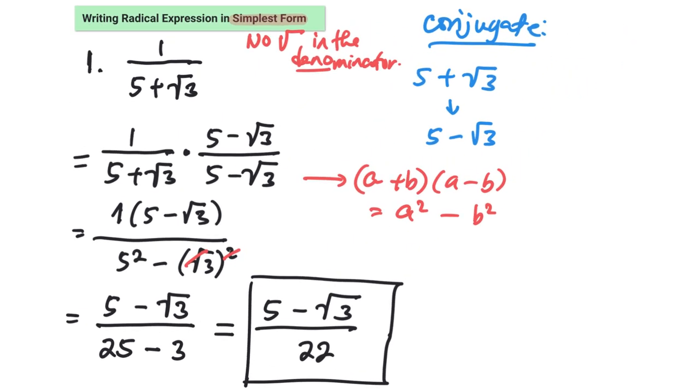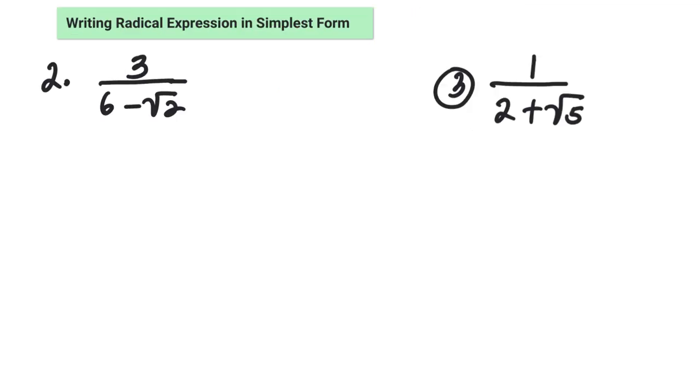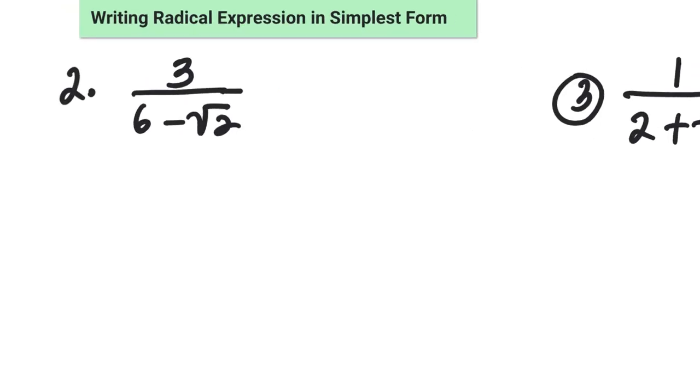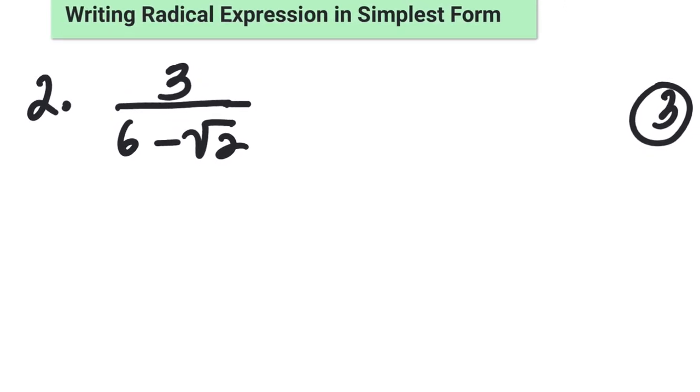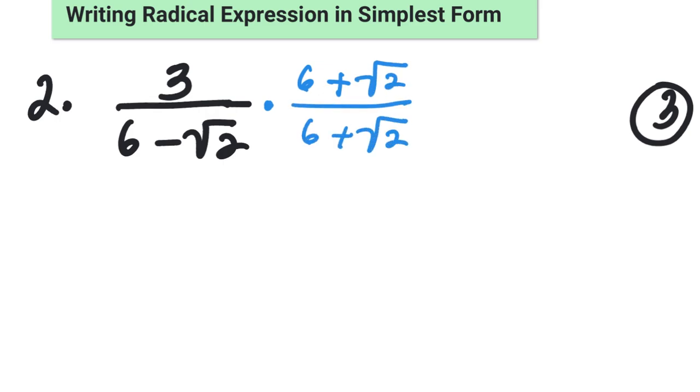Okay, so please don't forget the word conjugate. Conjugate is what you're going to be needing when you're going to see these types of expressions. Okay, here's another one. Let's simplify this number 2. Okay, 3 over 6 minus root 2. So if we're going to get the conjugate of the denominator, it's going to give you 6 plus this time, okay, and then 6 plus root 2.